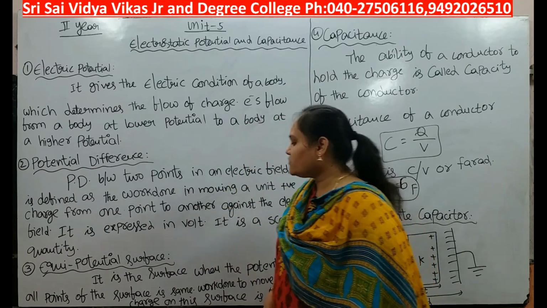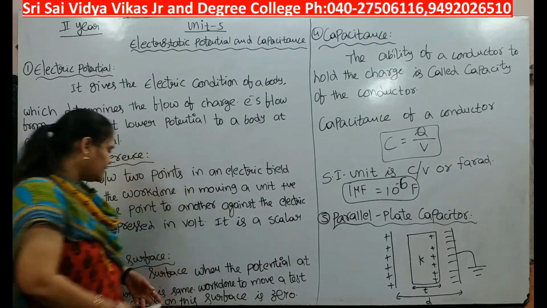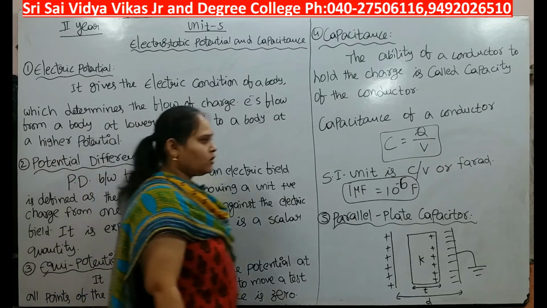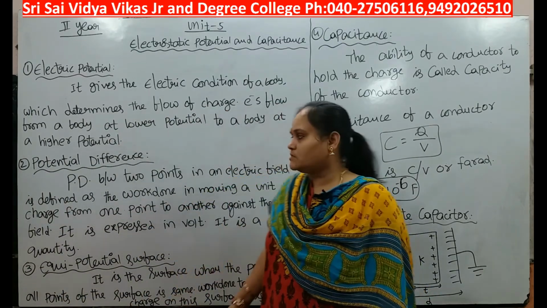Next one is the equipotential surface. It is the surface where the potential at all the points on the surface is the same. Then the work done on a point charge becomes 0.